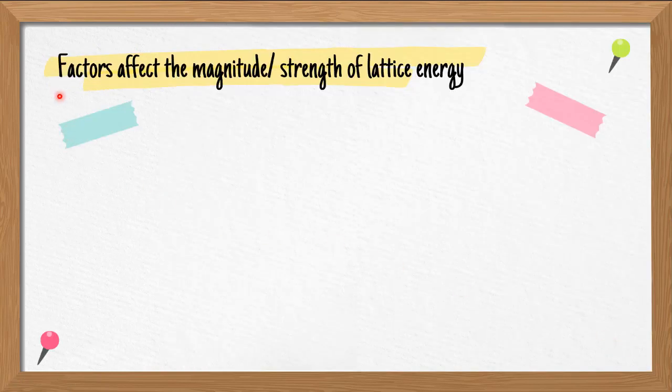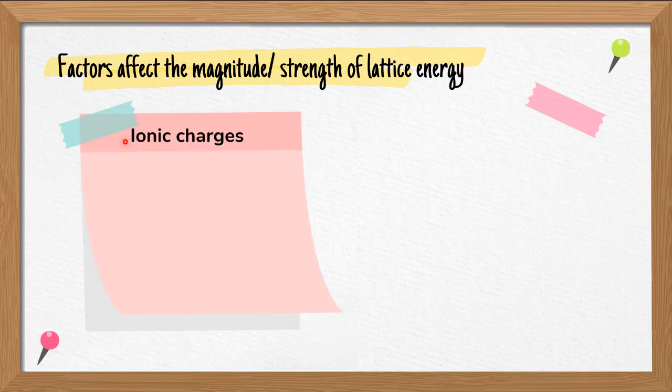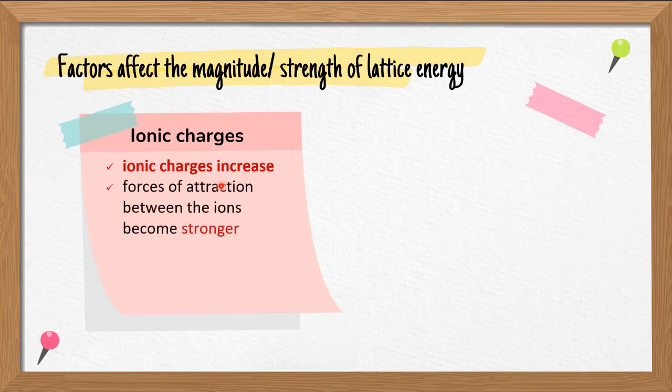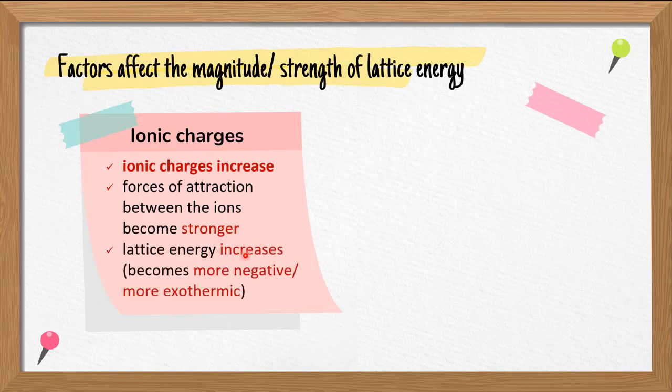Alright, so next we want to look at the factors that affect the magnitude or strength of lattice energy. Again, recall that lattice energy involves the conversion between gaseous ions and a solid ionic compound, so between gas and solid. The first factor depends on the ionic charges. When the ionic charges increase, the forces of attraction between ions become stronger. These ions refer to the cation and anion, and therefore lattice energy increases.